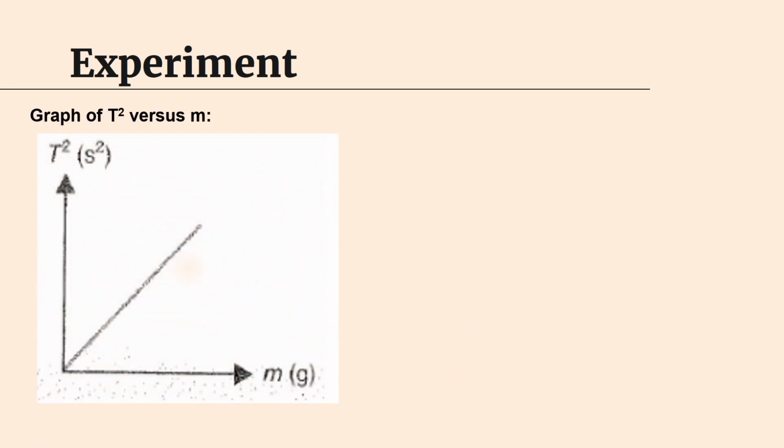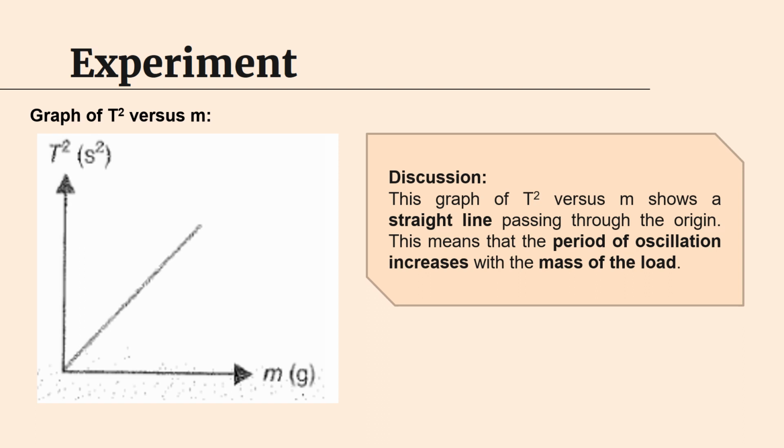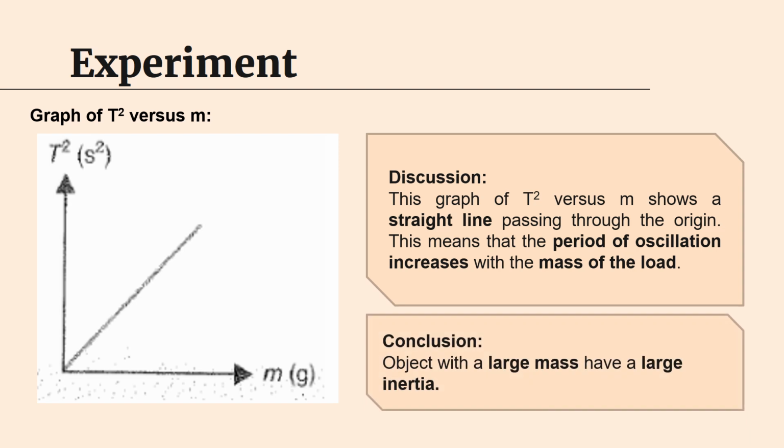So, this is the graph you will get after plotting the data. This graph of T square versus M shows a straight line passing through the origin. This means that the period of oscillation increases with the mass of the load. Based on this experiment, we can conclude that the object with a large mass has a large inertia.